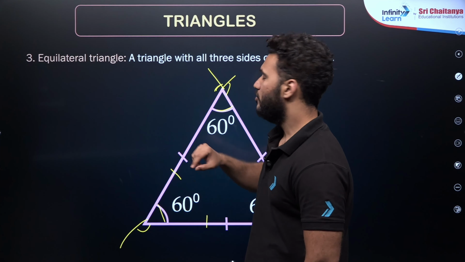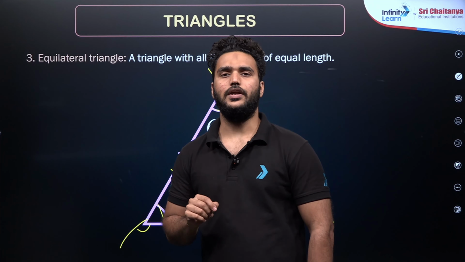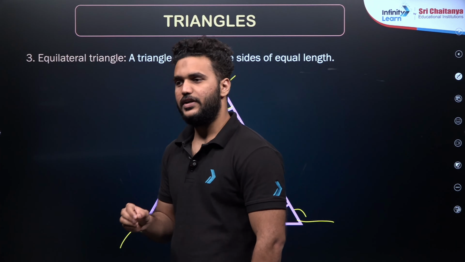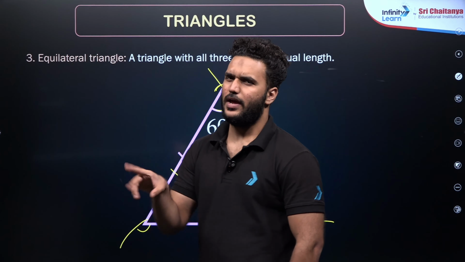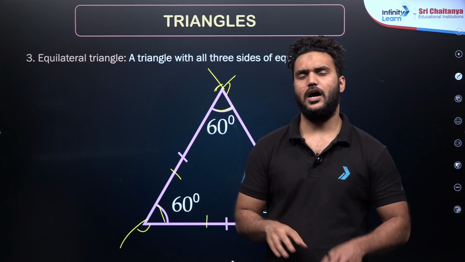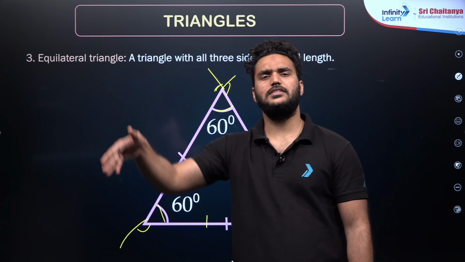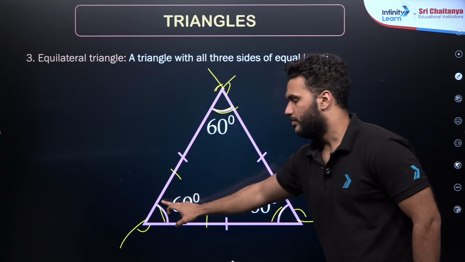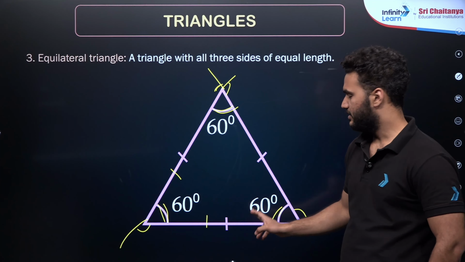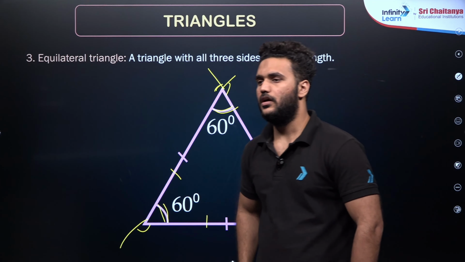Okay, from there you get this formula (n minus 2) into 180. So the sum of interior angles of a triangle should be equal to 180. Okay, and all angles are equal. How to distribute it? 60, 60, 60. In an equilateral triangle, every angle should be equal to 60, 60, 60.